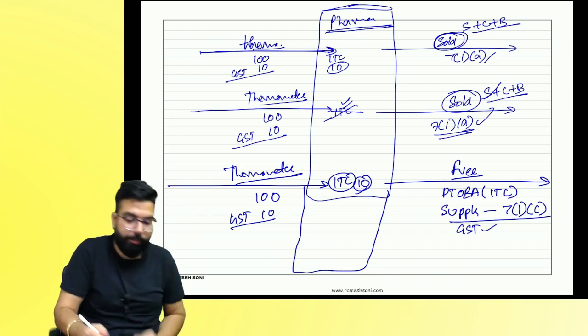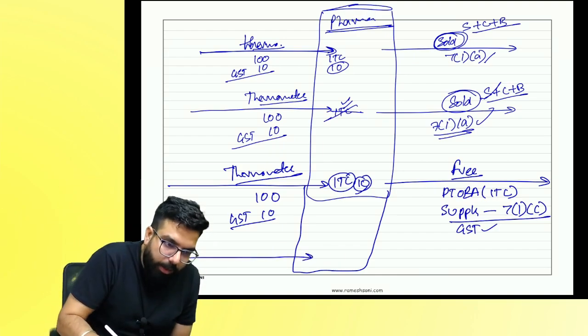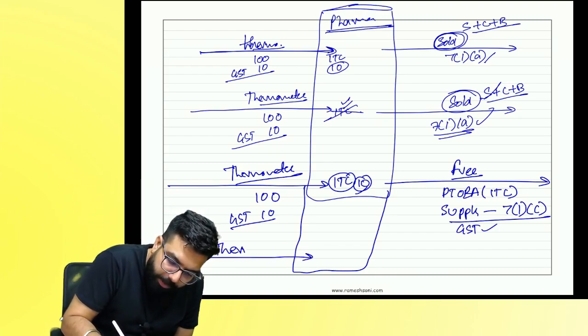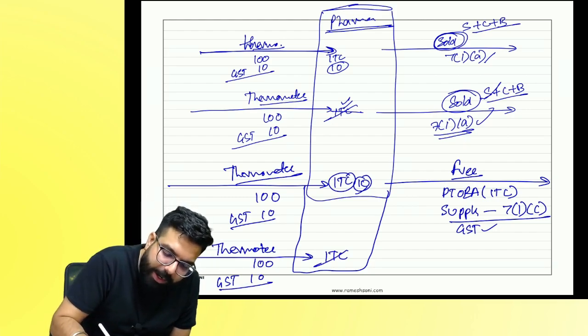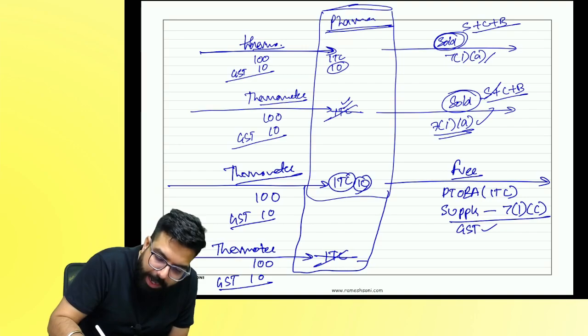I'll ask you one more question. I bought a thermometer, 100 rupees, GST paid 10 rupees. Okay, everyone? Input tax credit I did not take. I gave it free.